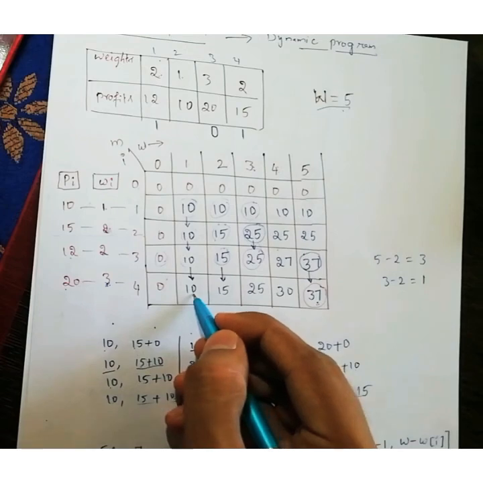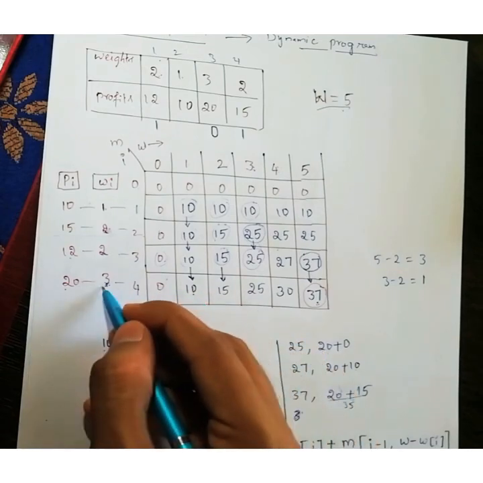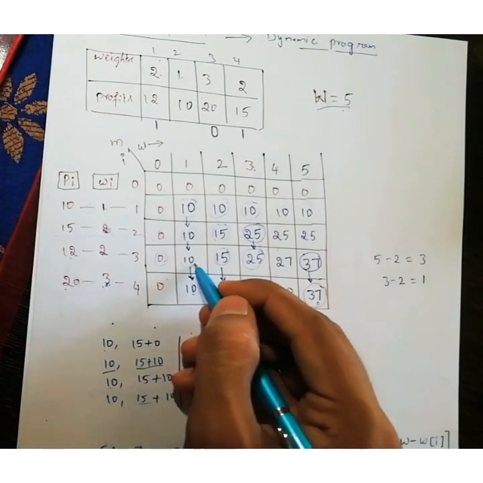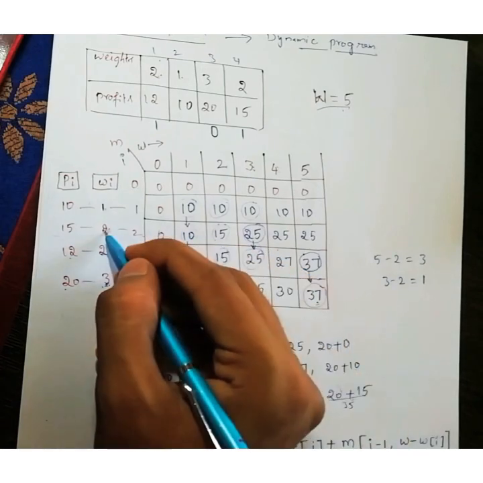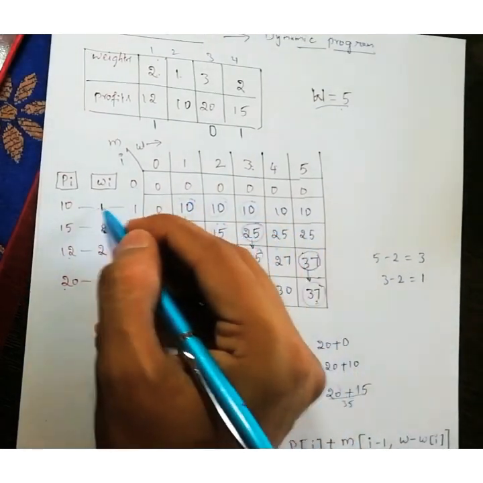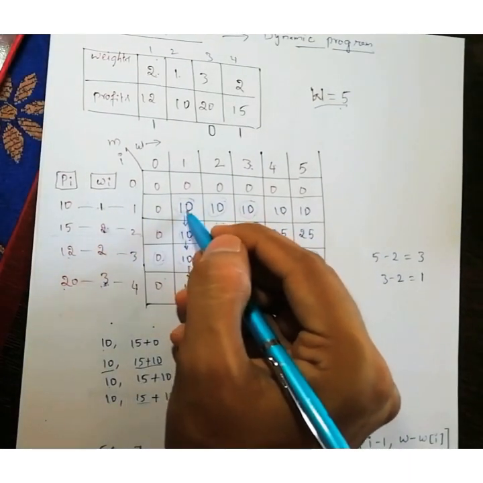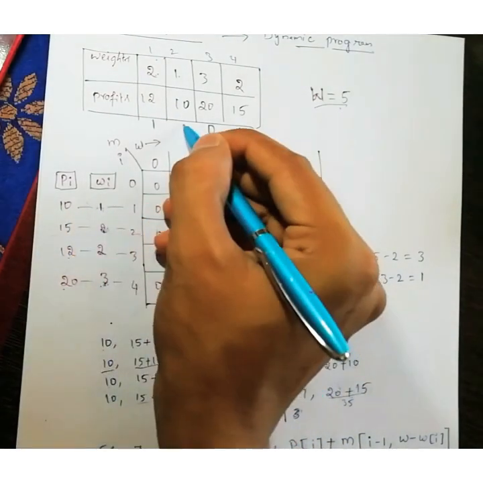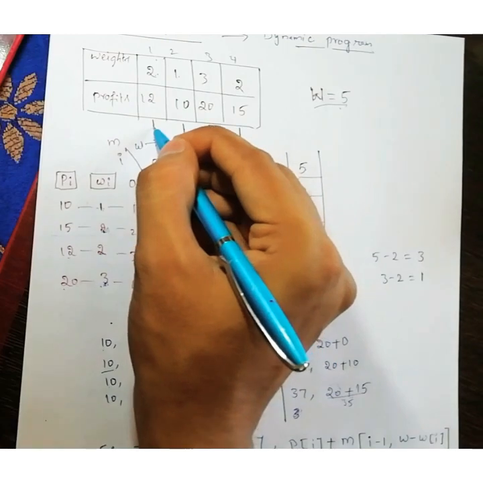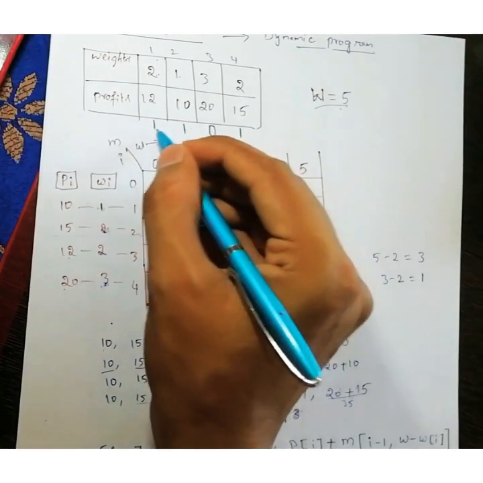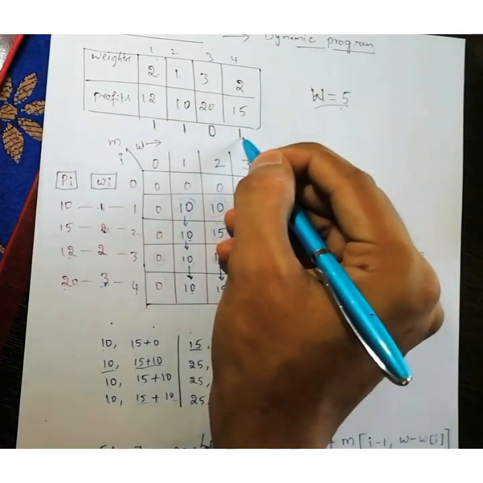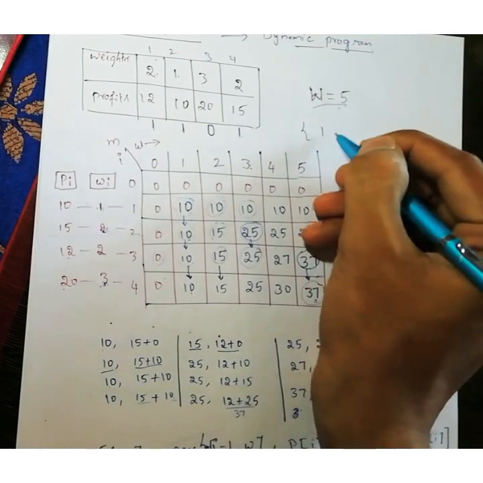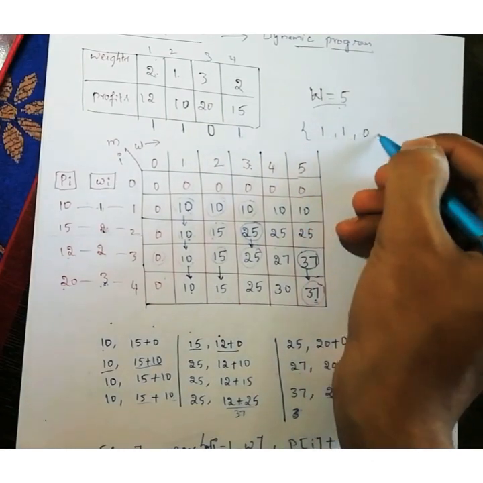So 10. Is 10 originally coming from 3? No, previous. 10 coming from 2? No. Here 10 coming from 1? Yes, this is the original value. So I will select 1 with the profit 10. So here I am going to select the first item, second item and fourth item. So that means this is the set 1, 1, 0, 1.